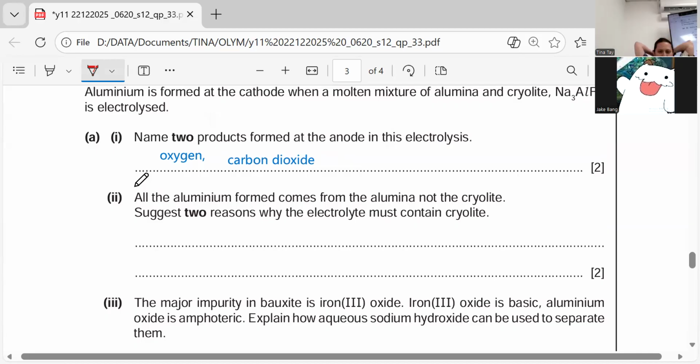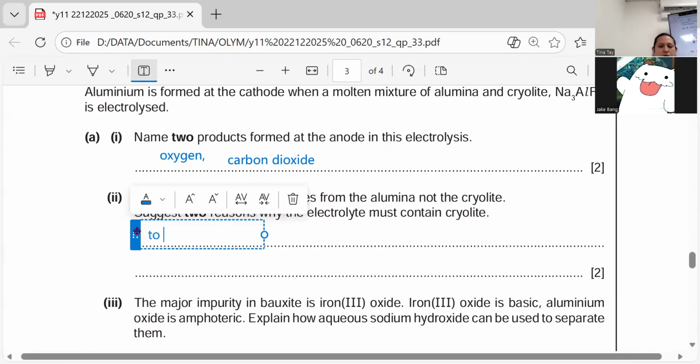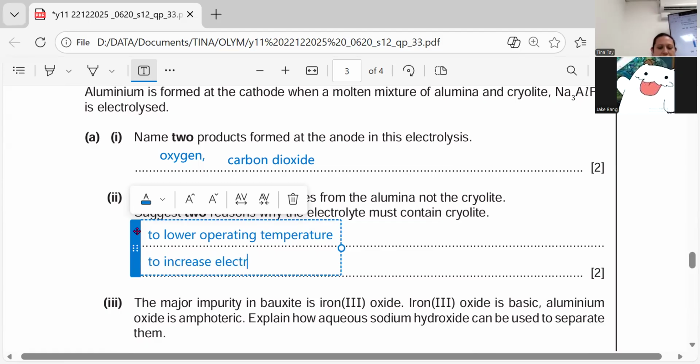All the aluminium formed comes from alumina, not the cryolite. So just two reasons the electrolyte must contain cryolite. Two, lower operating temperature, to increase electrical conductivity.